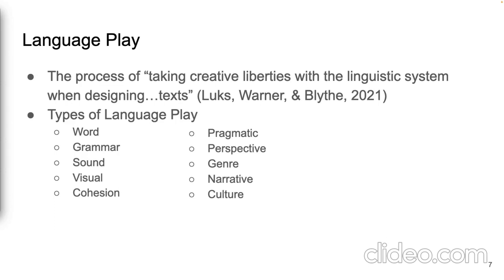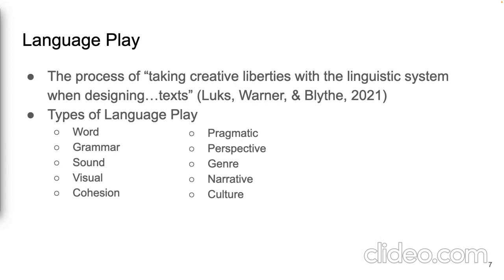Sound play can be rhyming, or it can also be soundscapes. If you're thinking of like a video, creating a soundscape. Visual play is like unconventional punctuation, mixed fonts, or non-standard spelling. Cohesion play, if you're thinking of like a written text, it can be something like an overly rigid text structure, or if you're thinking of an oral storytelling, it could be like digression, where you're telling a story and then you digress into a different point and you come back to the original.